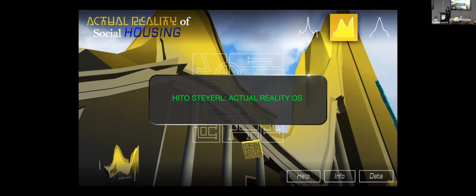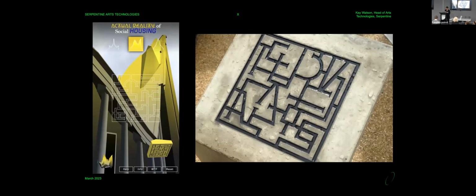So this was another pre-pandemic project. Ito Steil, a well-known theorist and artist based in Berlin. We worked with her on an exhibition, a series of community-based events, and this AR application called Actual Reality OS. She was taking as her starting point the fact that the borough in which Serpentine is located is the most unequal, I think, in the UK. Huge disparity between rich and poor in the area.